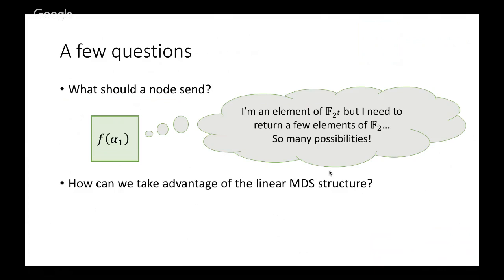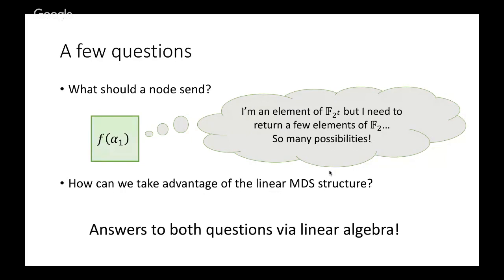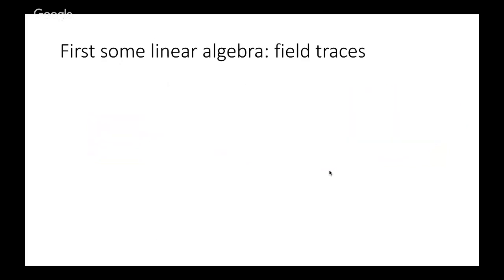So if I have a Reed-Solomon code, this has a lot of algebraic structure, and I'm going to want to take advantage of that somehow. So those are 2 leading questions. And the answer to both of them turns out to be linear algebra. So motivated by these 2 vague questions, let me take a brief detour into linear algebra.